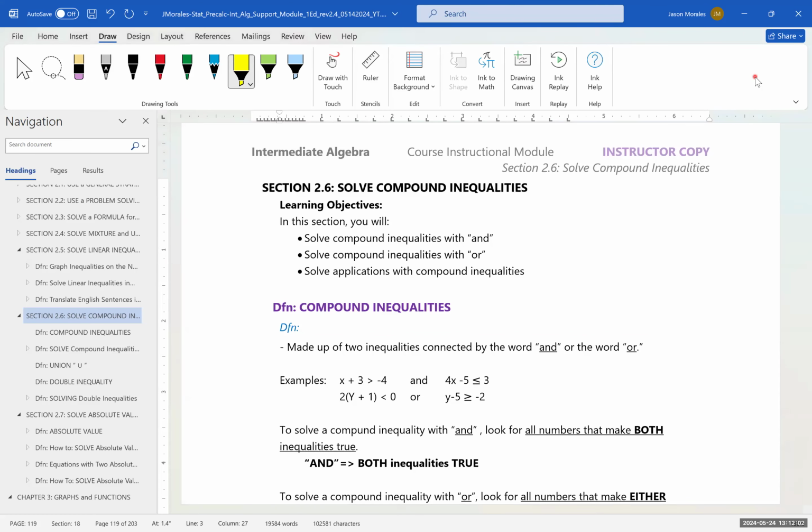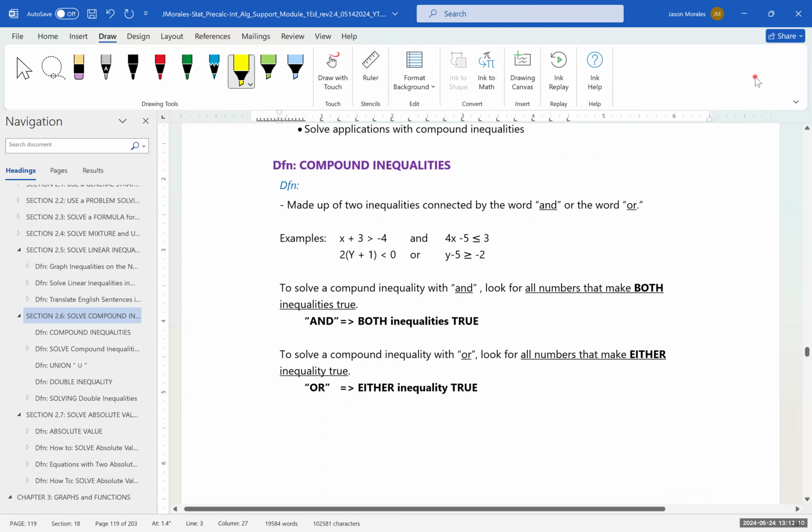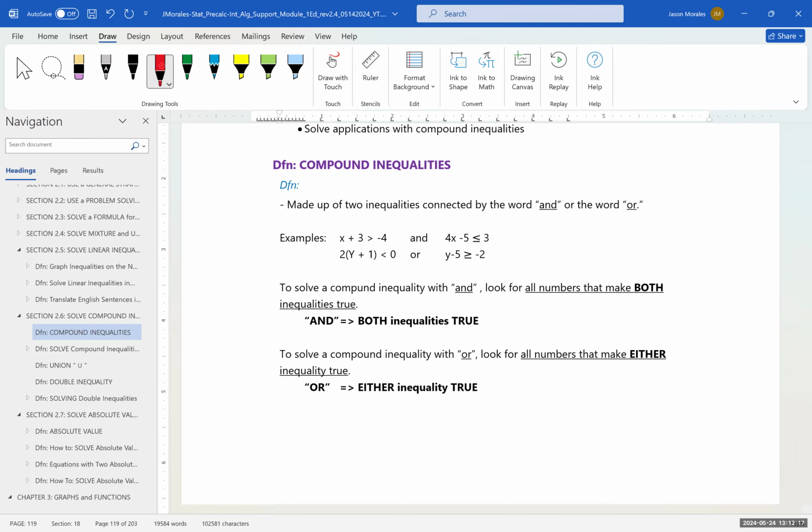All right, the next section in chapter 2 is solving compound inequalities. So what is a compound inequality? A compound inequality is made up of two inequalities and connected by the word "and" or the word "or." So here we've got two examples.